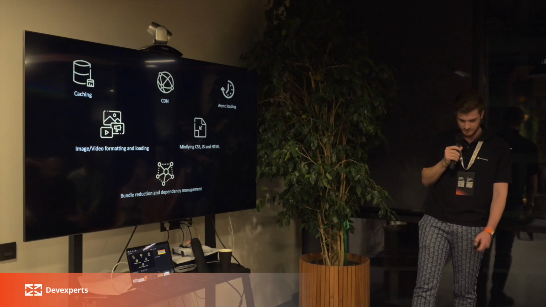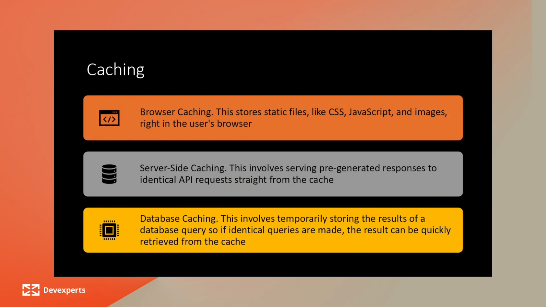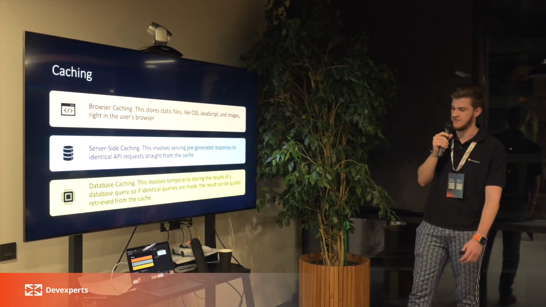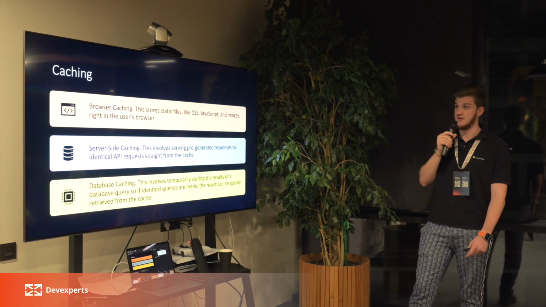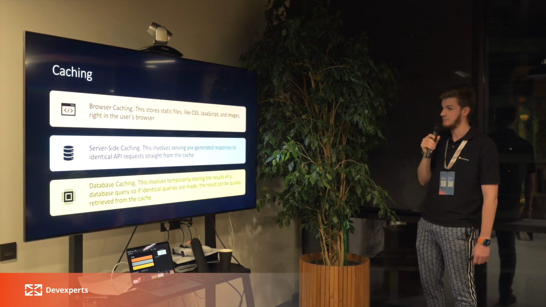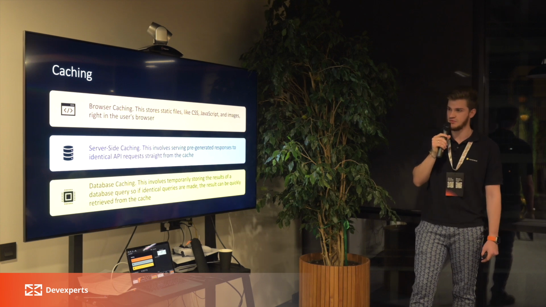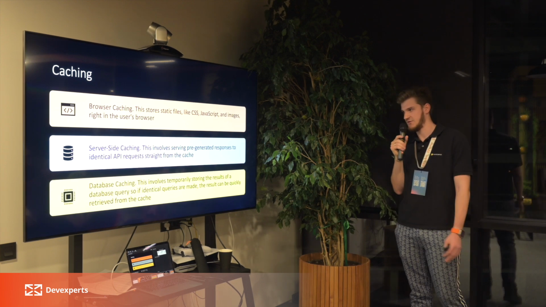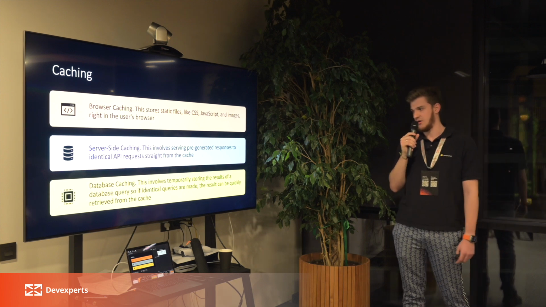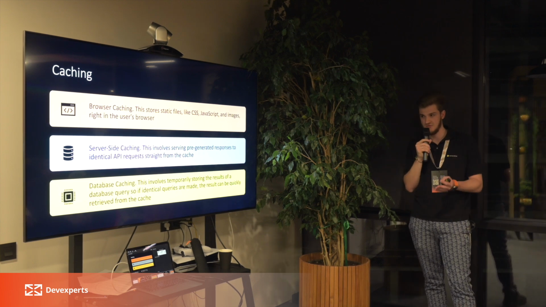We're starting with caching. And what is caching in general? You can think of caching like high-speed memory that usually stores static files like CSS, JavaScript, images. And there are 3 types of caching. I guess everybody knows about browser caching. It's related to frontend, our job. And the next 2 are about backend engineers, and it's still good to know about them. Server-side caching pre-generates responses to identical API requests and serves them if they are made. And database caching temporarily stores some database queries, so if identical queries are made, results can be quickly retrieved from this cache.